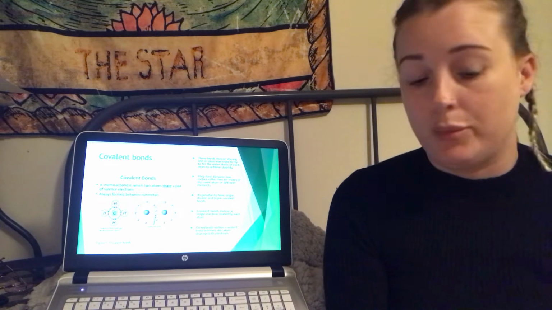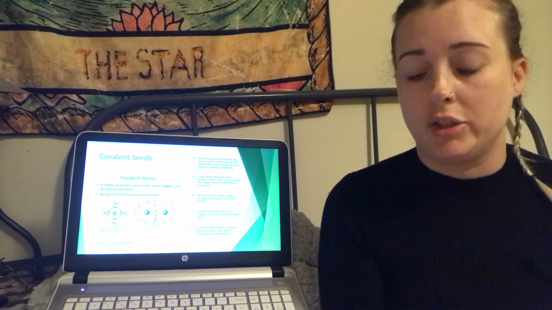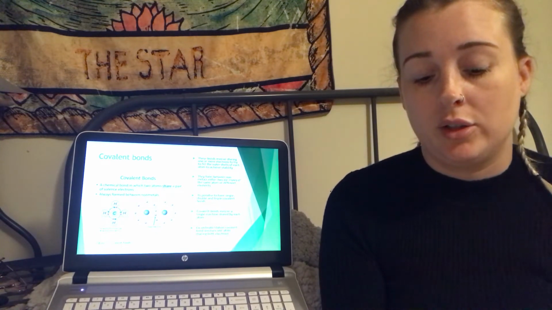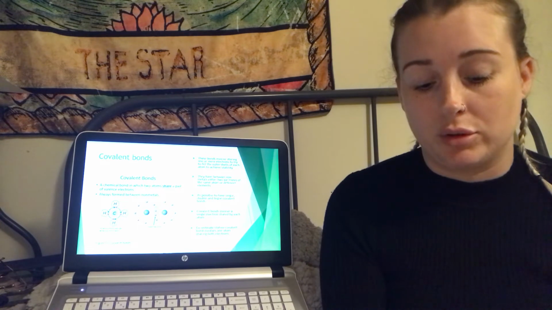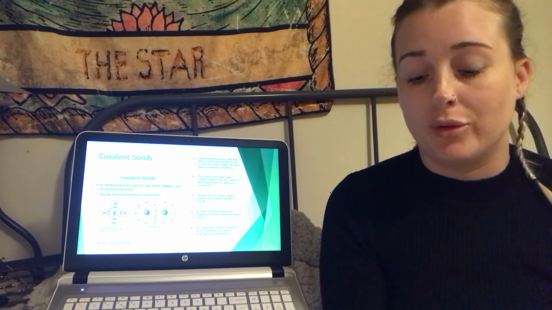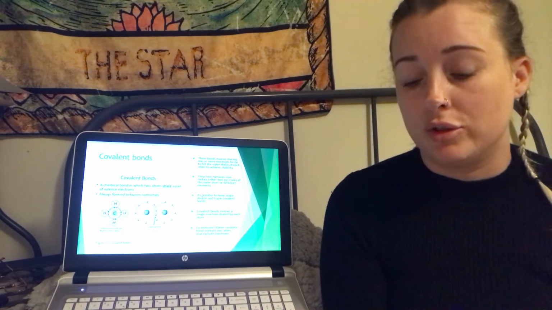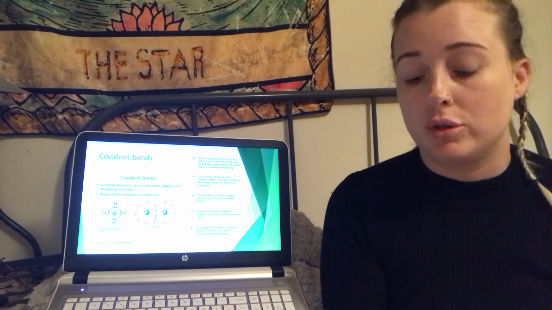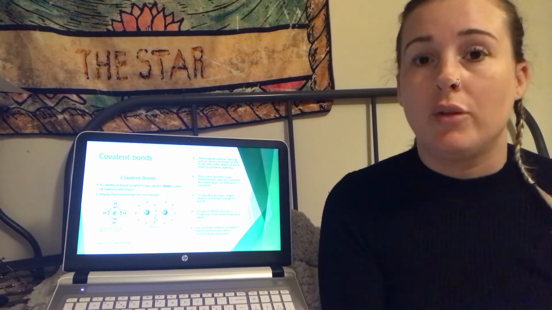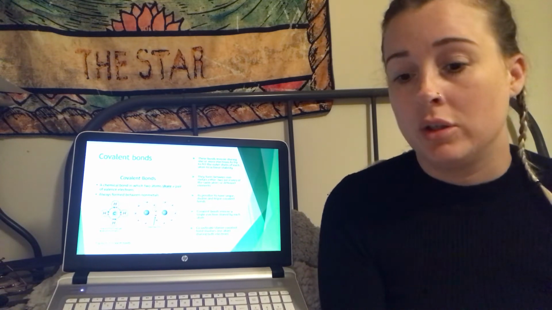So covalent bonds. These bonds involve sharing 1 or more electrons to try to fill the outer shells of each atom to achieve stability, rather than transferring electrons. They form between nonmetals, either 2 or more of the same atoms, for example H2 with 2 hydrogen atoms, or O2, 2 oxygen atoms, or between atoms of different elements, for example CO2, which is carbon dioxide, or H2O, which is water.